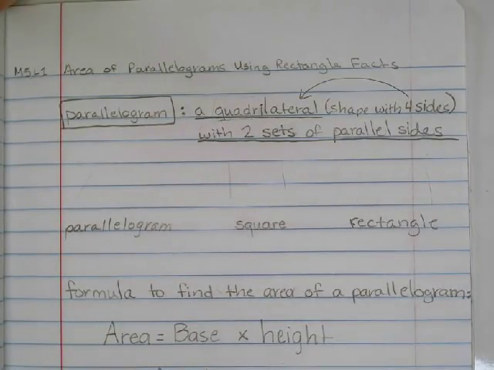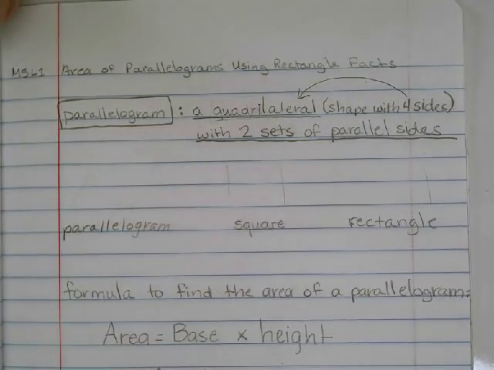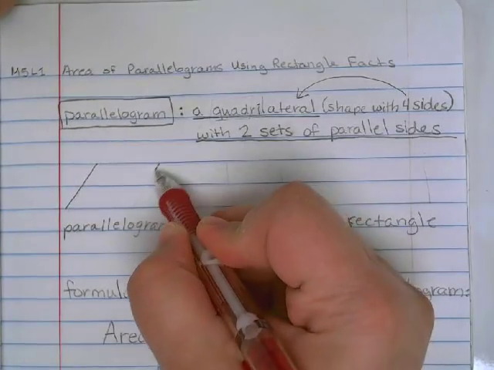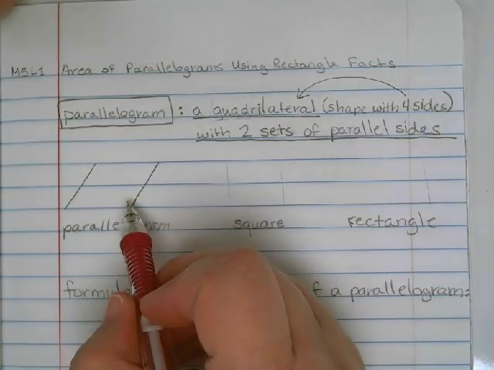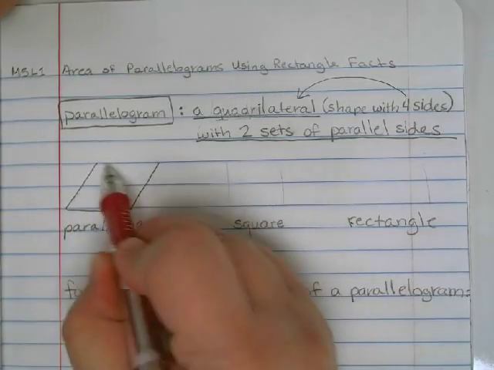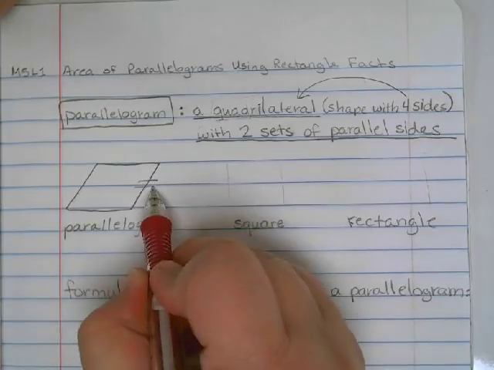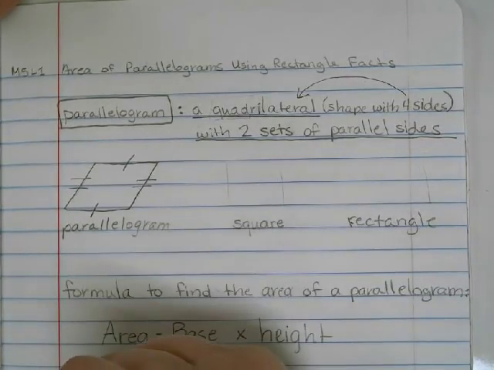We're going to be talking about three different types of parallelograms. The first one is a parallelogram, and I'm going to draw one of those for you. So you'll make two parallel lines that are slightly slanted, and then connect the top and the bottom. These two lines are parallel, and these two lines are parallel.